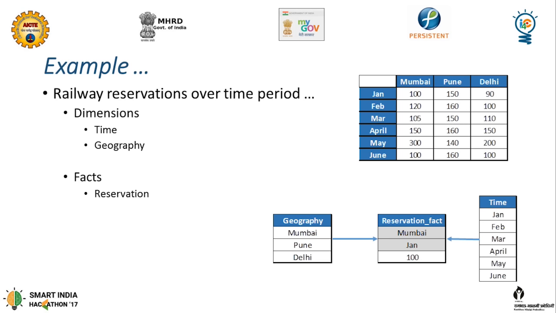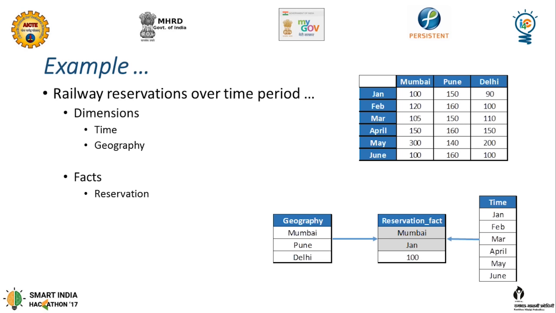Now we have done this dimensional modeling, and let us see whether we can find different information out of this. If we have a question that I want to find out the month in which maximum reservations are done, the answer is that in the month of May for Mumbai there were 300 reservations and that is the max.